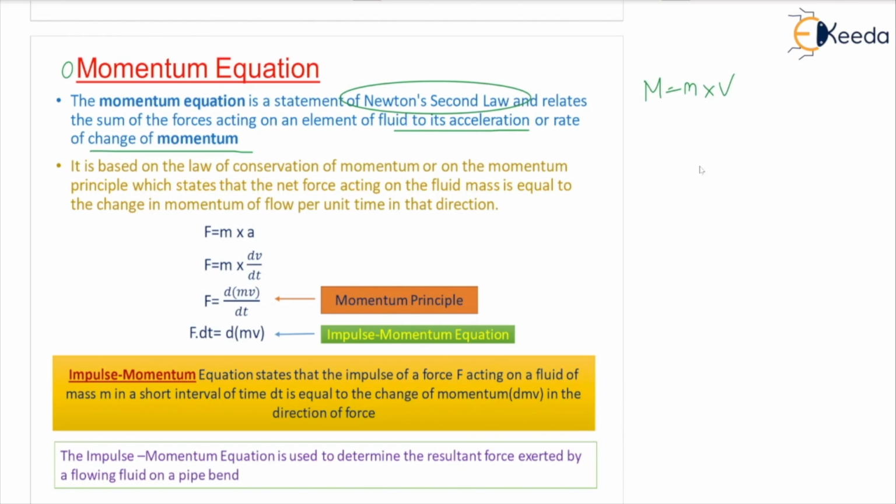What is momentum? Mass into velocity. When you write rate of change of momentum, that is divided by t, time. So m into v by t is nothing but mass into acceleration, since v by t is your acceleration here. That's why Newton's second law relates the sum of the forces acting on an element of fluid to its acceleration. So momentum is related to the acceleration, or rate of change of momentum, m into v by t.